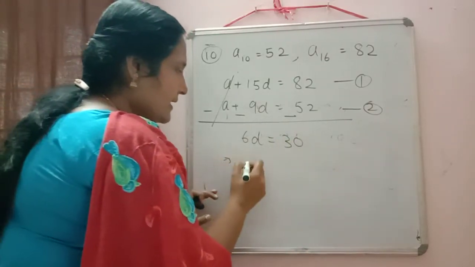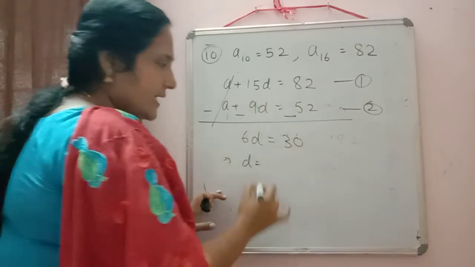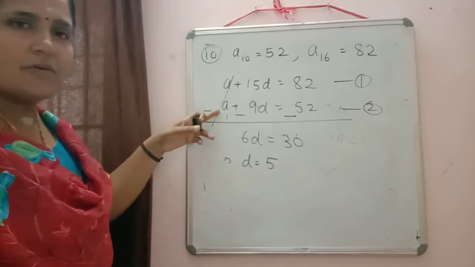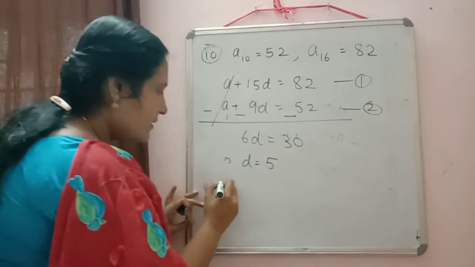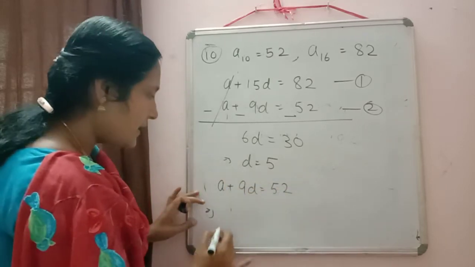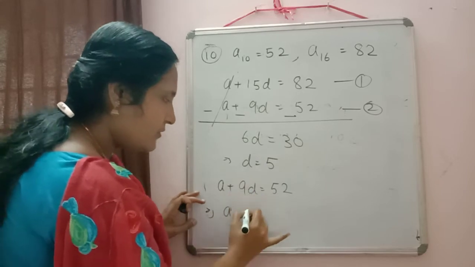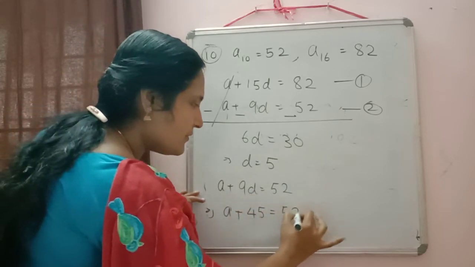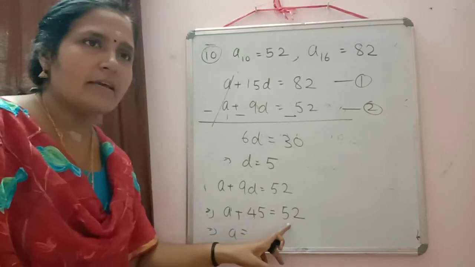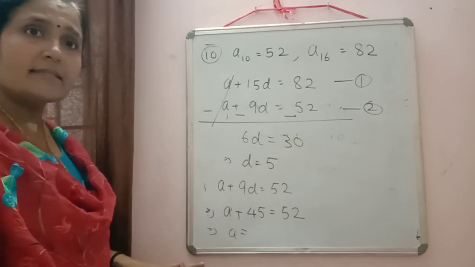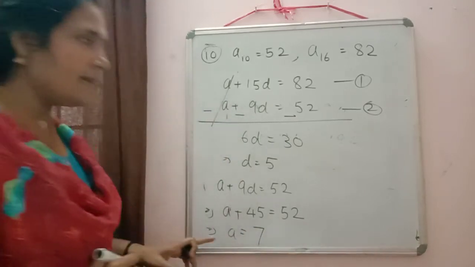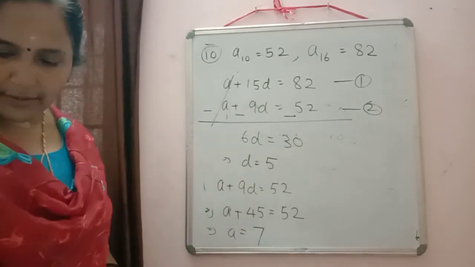What will come? 30. So what we are getting? D is equal to 30 divided by 6, 5. We got D is equal to 5. So we can substitute here, that is easy for us. A plus 9D is equal to 52. Substitute the value, A we have to calculate. 9 into 5, 45, is equal to 52. So A is equal to 52 minus 45, and 52 minus 45 is 7. So we are getting A is equal to 7 and D is equal to 5.